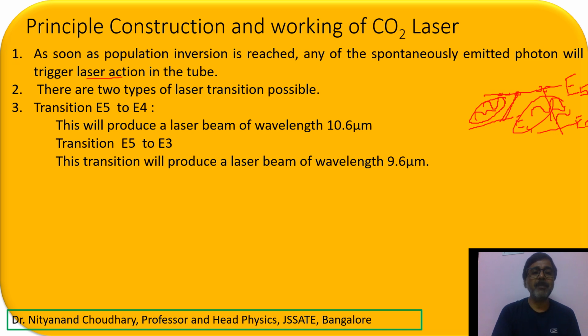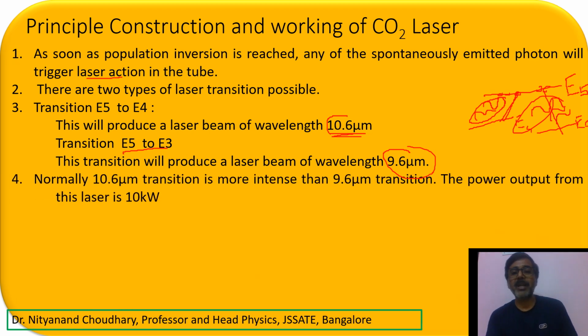Transition from E5 to E4 will produce a laser beam of 10.6 micrometer. This you should remember: if it is coming from E5 to E4, it is going to produce 10.6 micrometer, and if it is coming from E5 to E3, then it is going to produce a 9.6 micrometer laser beam. So here we are getting two types of beam, one of 10.6 micrometer and the other of 9.6 micrometer.